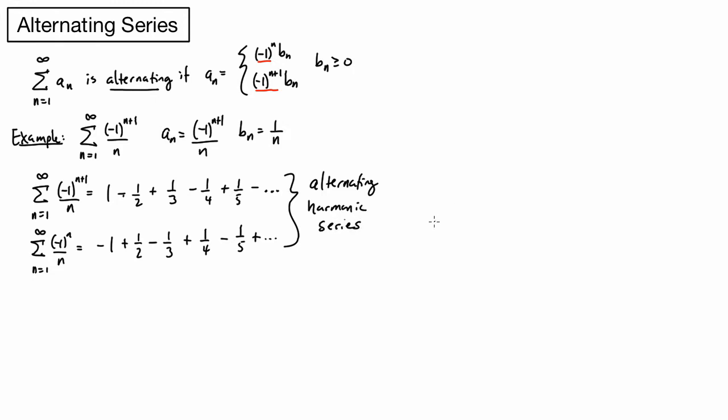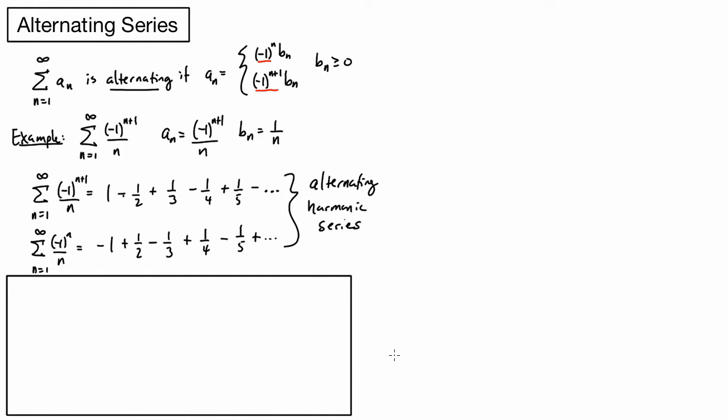Now, we know from experience that the harmonic series diverges, so it's going to be interesting to determine whether this series will diverge as well. Now, in order to determine the convergence or divergence of an alternating series, we're going to use something called the alternating series test. So let me explain the alternating series test.